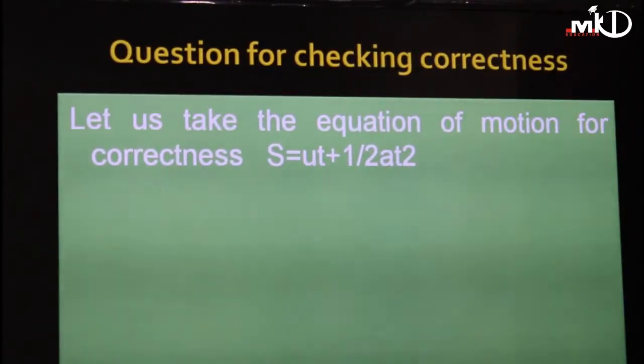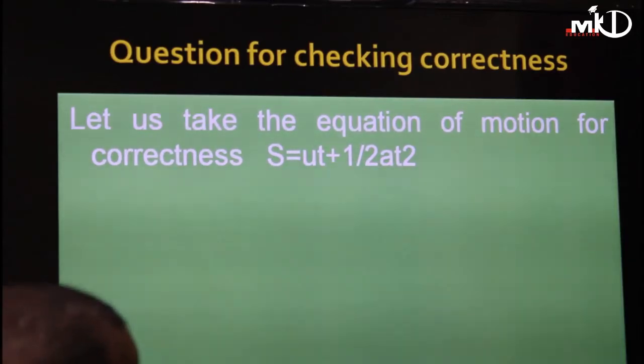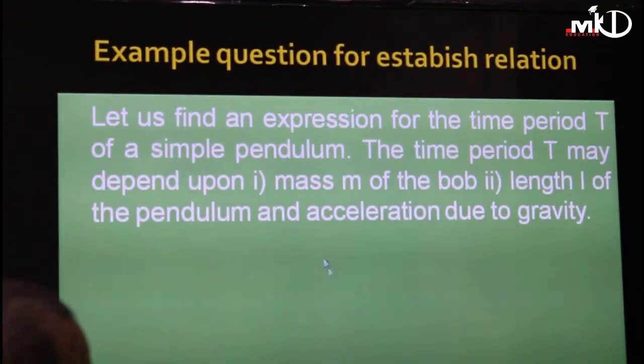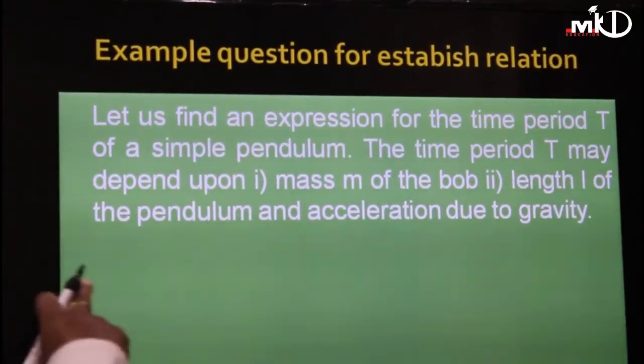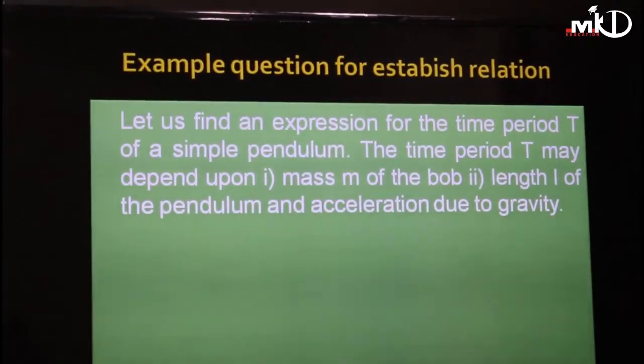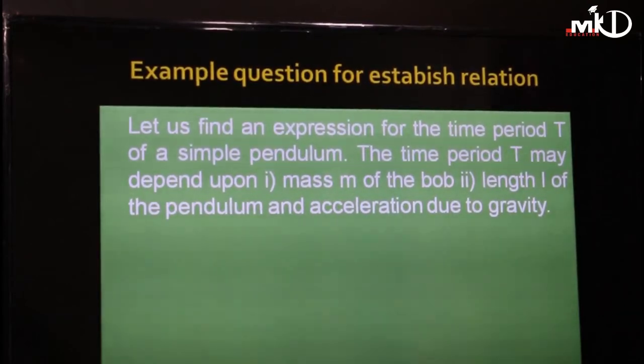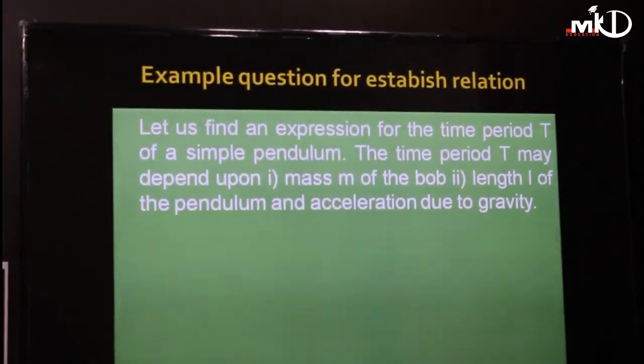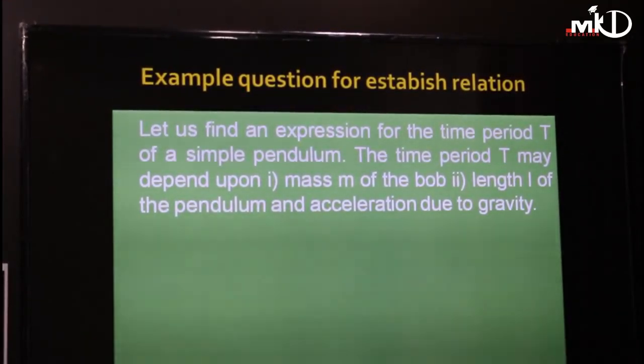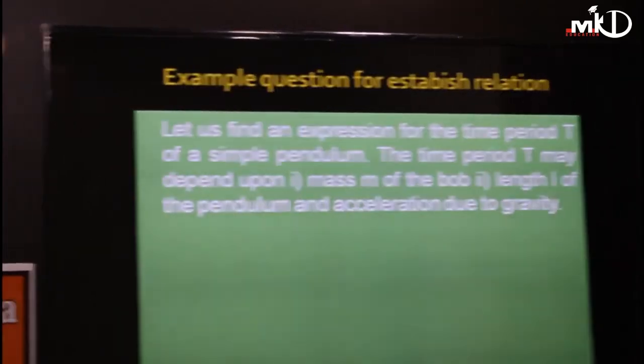Now we will switch over to another application, that is, to derive an expression or establish a relation in physics. Let us find an expression for the time period of a simple pendulum. The time period of the simple pendulum T may depend on the mass of the pendulum bob, the length of the pendulum, and the acceleration due to gravity. That relation we are going to derive by the dimensional analysis method.